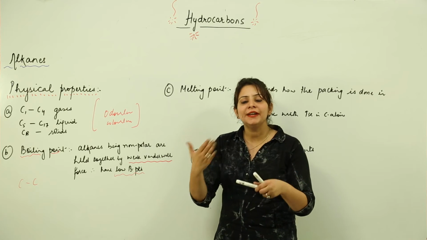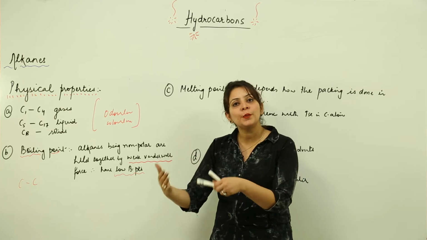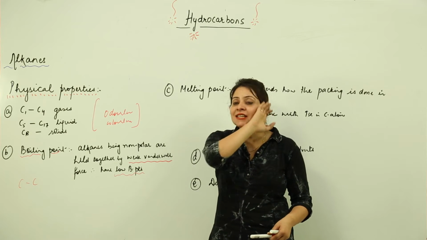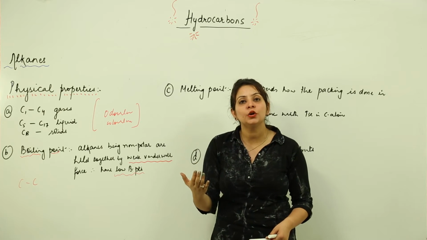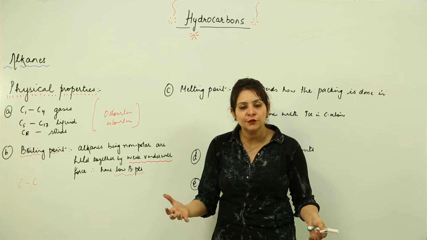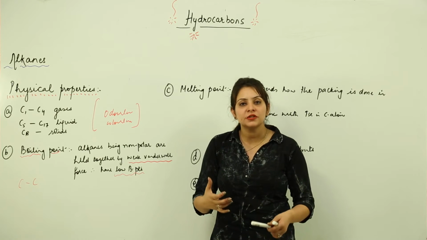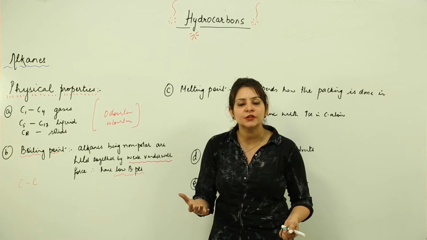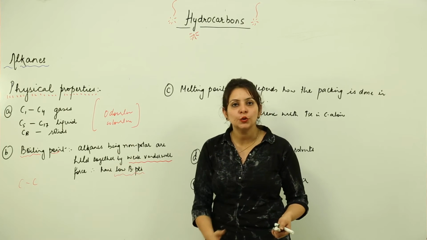But as we move from methane to ethane to propane to butane, the boiling point goes on increasing. As the number of carbon atoms increases, the boiling point also increases. The reason is that when the surface area increases, the van der Waals force increases with it, and so the intermolecular force increases, which is why the boiling point also increases.